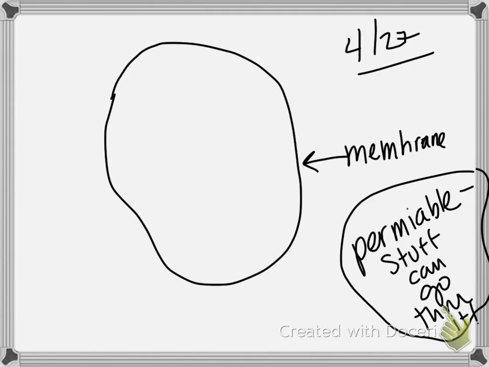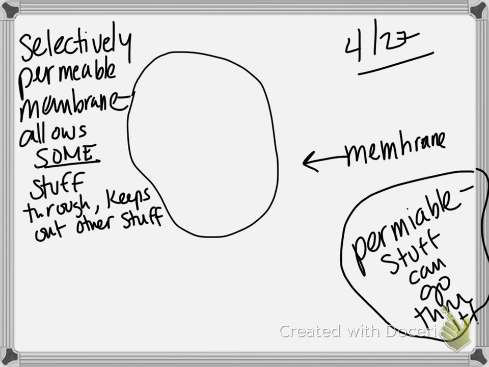Now, let's get back to our little baggies and our iodine and our starch. What traveled through the bag? Iodine. Did any starch travel through the bag? No. Then that bag is a selectively permeable membrane. So a selectively permeable membrane allows some stuff through, but keeps out other stuff.